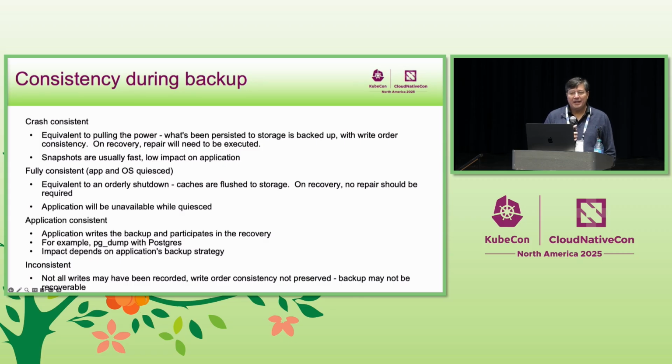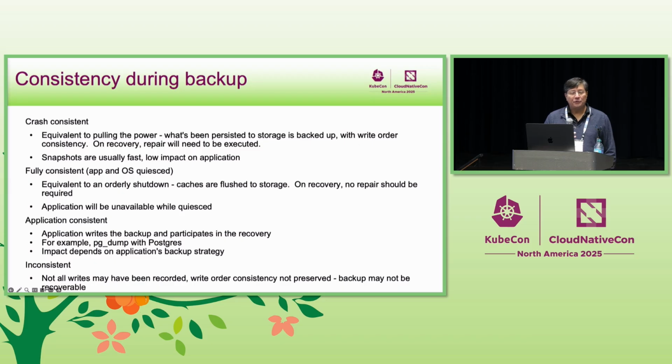Because if your application can't survive a crash, well, you probably need to work on that. And we can use snapshots without much impact on execution because we don't actually quiesce the application in this case. So then we may go to a fully consistent strategy where we actually quiesce the OS and the application, make sure all the caches are flushed, and so everything on the persistent storage is actually consistent. And so then when we restore, that's essentially like a clean boot. So there's no need to do a repair, nothing should be lost. But you may have your application unavailable while it's quiesced during the backup.